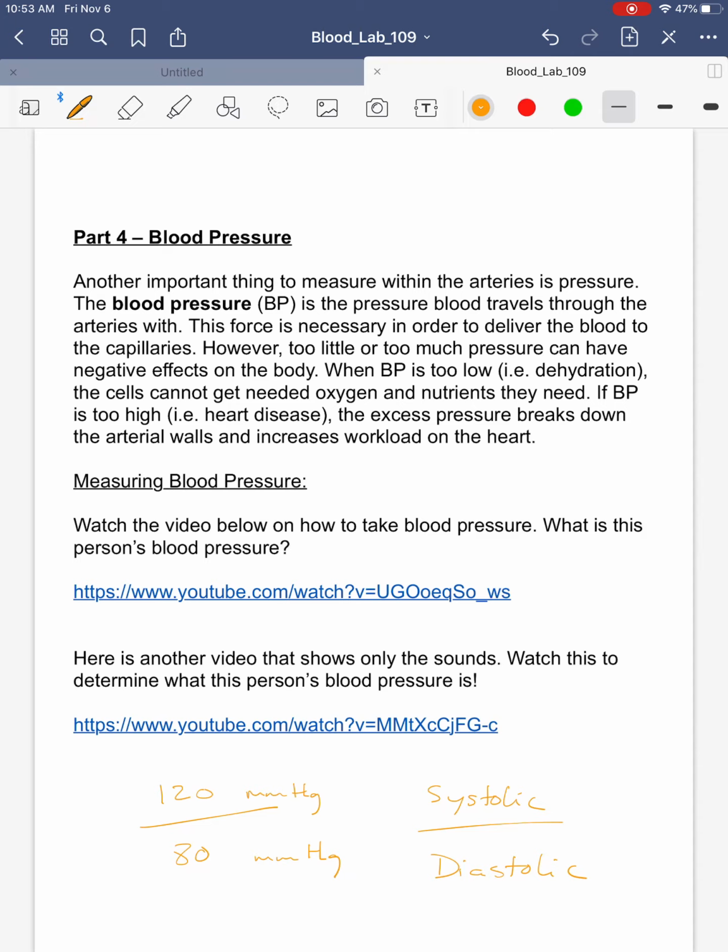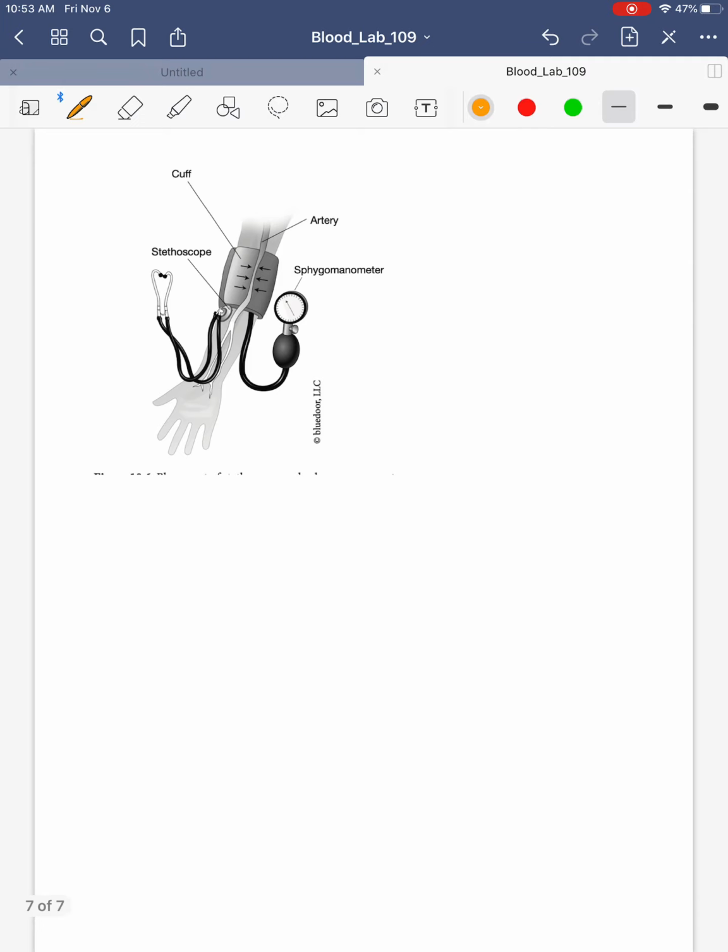Because we're not in the lab, you can't do it yourself, but I've got a video, and I'm going to ask you to watch two videos. The first one's going to teach you how someone takes a blood pressure measurement, and you're going to be able to watch the little dial on the blood pressure cuff. Based on how they tell you to do it, determine what the blood pressure is. And then here's a second example where they just show you the sounds for practice. And then you'll fill those in, and here's a picture.